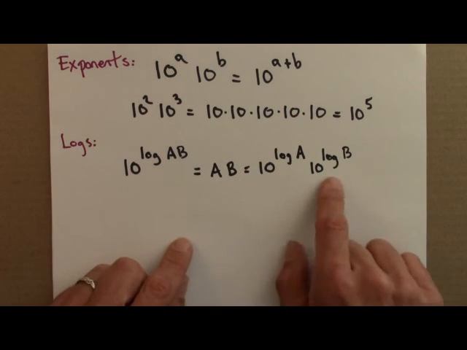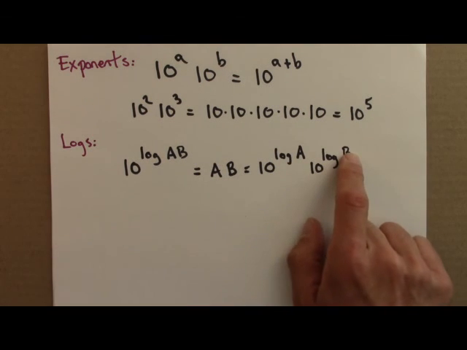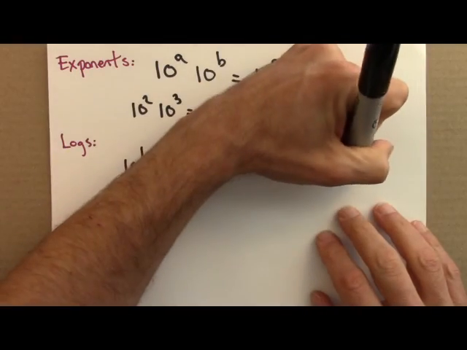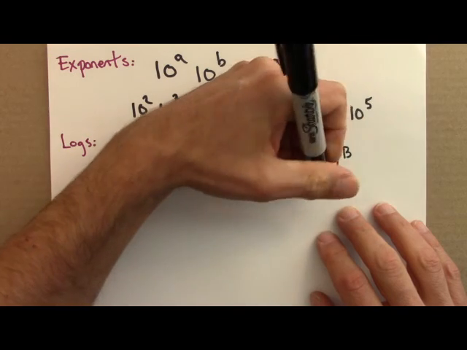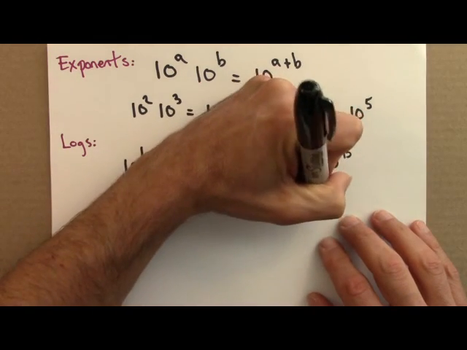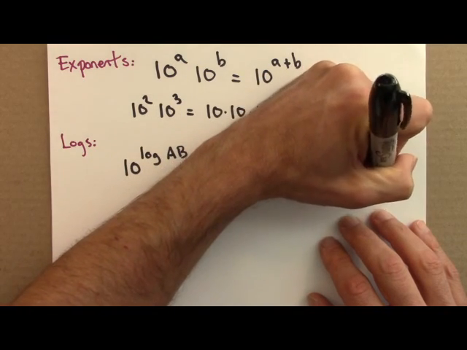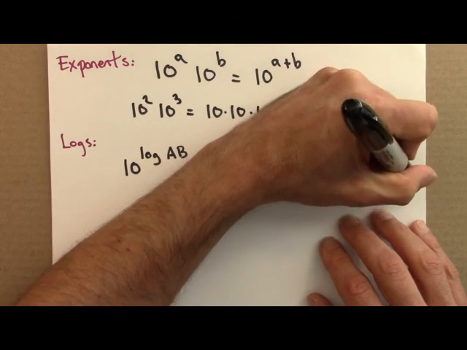And aha, now I've got two exponents with the same base, so I can add them together just like I did here. So let me do that. I'm going to run out of room, so let me put it down here. 10 to the log A plus log B.